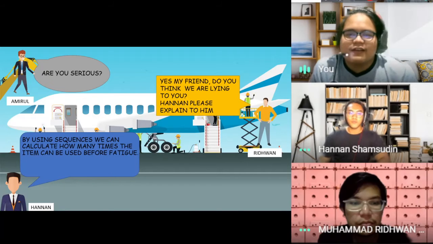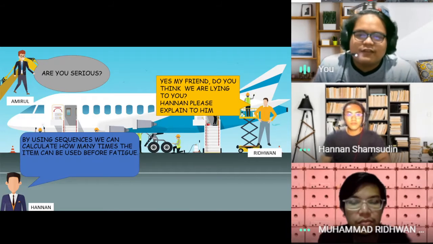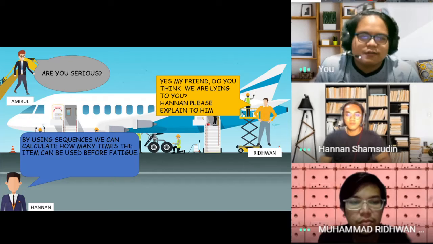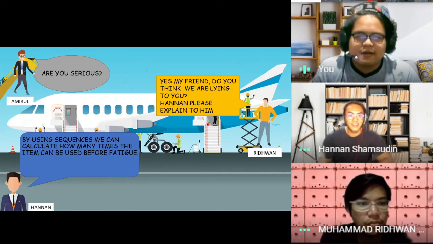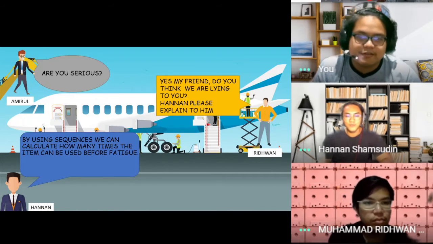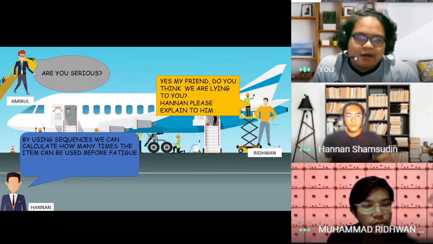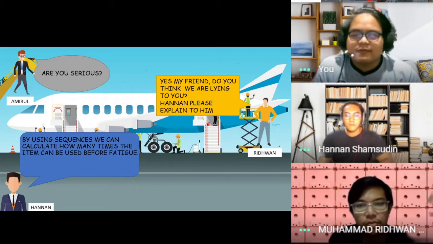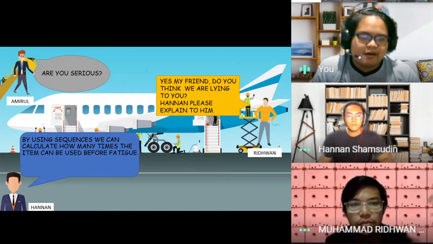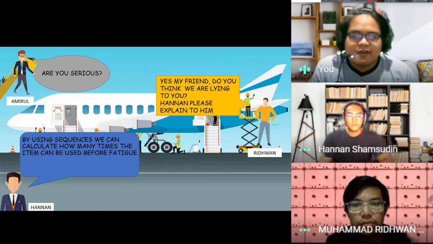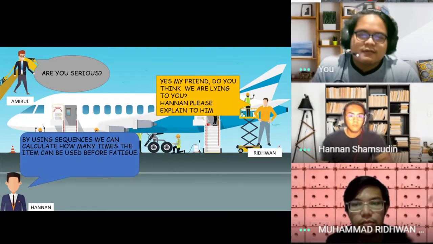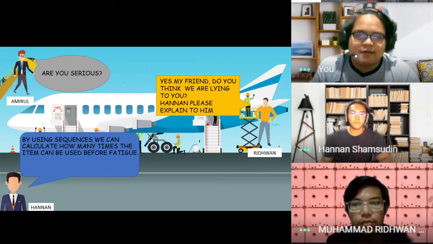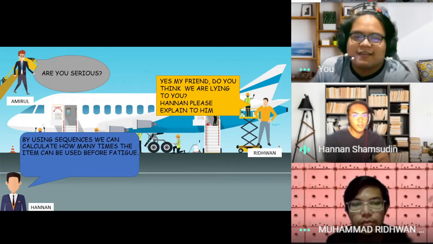So this is the dialogue between us, in which I don't believe how sequence can help us calculate the fatigue of a material. So Ridwan and Hanan explained to me the procedure of how sequence can be made, and we also have some examples that are good to be shared with all of us, and we have a problem statement that Hanan would like to share with us. Right, Hanan? Okay, thank you, Amirul.